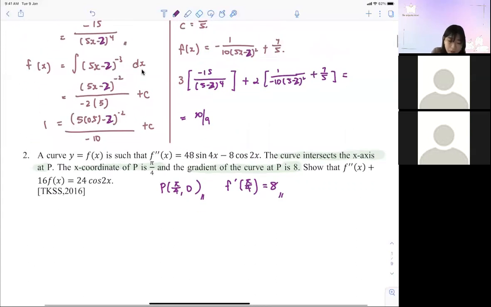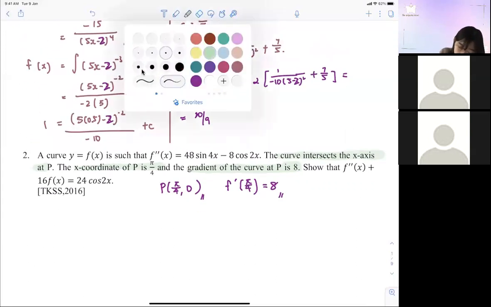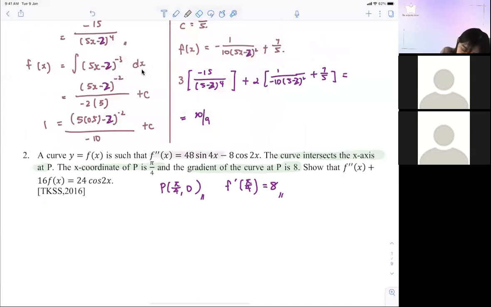So using this and the equation given, which is f double prime x, you need to integrate 2 times in order to get your f(x). When you integrate to get f prime x, every time you integrate, there will be a constant c. You have to find the constant c before you can integrate one more time.